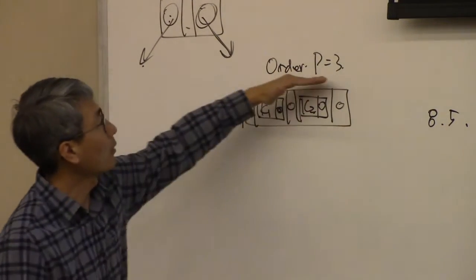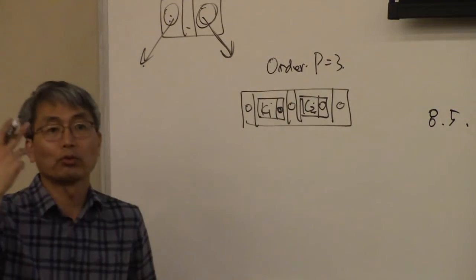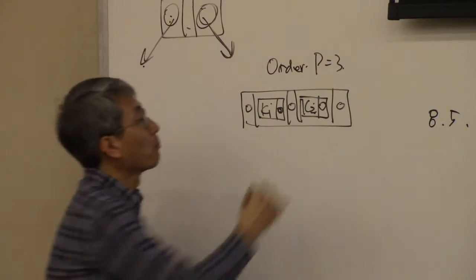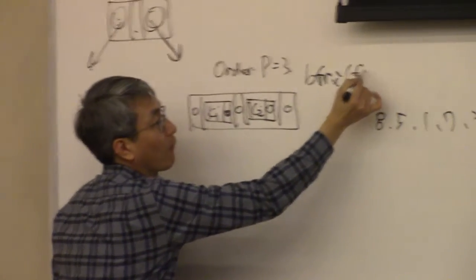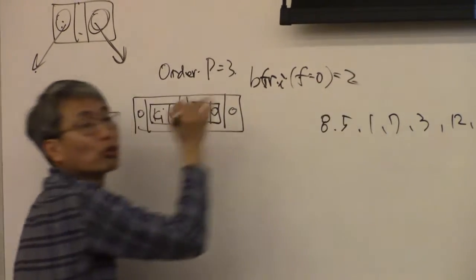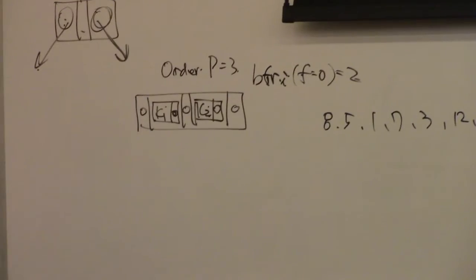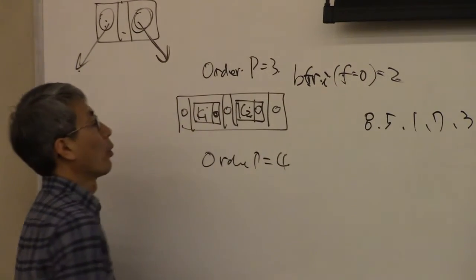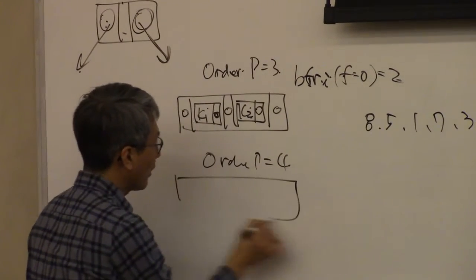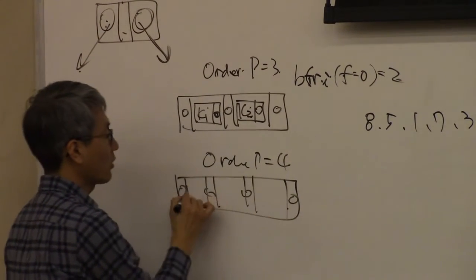In the case of order P equal to 3, how many index key entries? 2 of them. This means the blocking factor for the index; in other words, the fan-out is 2. So this is our node structure. First, you need to decide the node structure. In case the order P is equal to 4, this will be like, how many index key entries?